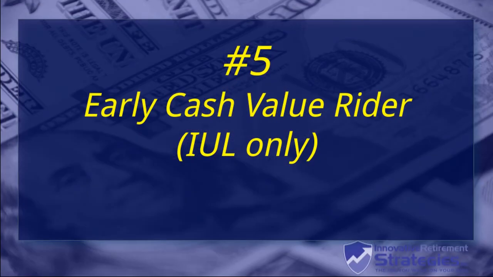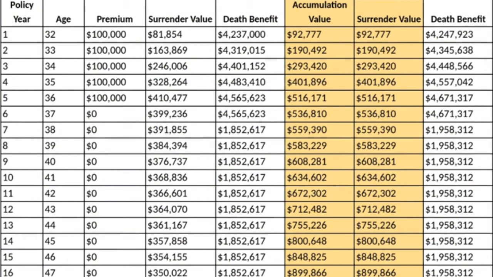The fifth thing that you should be looking for, if you're using an indexed universal life, you want to make sure that the policy has an early cash value rider on it. And what the early cash value rider does is it eliminates the surrender charges on the policy. Meaning, if you surrender the policy, you'll get back all of the cash value that you have. Normally, policies have a surrender charge, which means that since the insurance company went to the expense of underwriting you, they're simply not going to give you back all of the money that you put into the policy if you cancel the contract. But the early cash value rider, in exchange for a fee, waives those charges so that you can access the cash value.